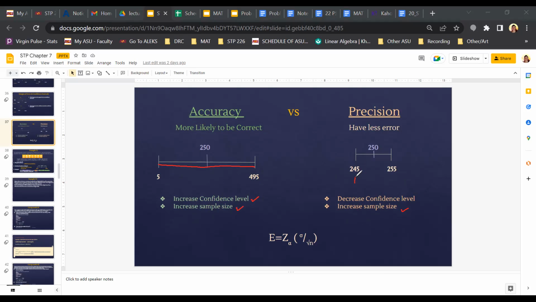If I want more precision, that means that I'll have less margin of error. So I'm trying to make that margin of error small. So decreasing my confidence level actually gives me more precision. All right, anything I can clarify on this part?